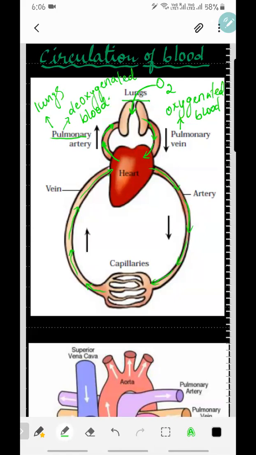Only the pulmonary vein in the whole body carries oxygenated blood. Everywhere else, an artery is primarily used for carrying oxygenated blood and a vein is primarily used for carrying deoxygenated blood. But here is one exception: the pulmonary artery takes blood from the heart to the lungs and carries deoxygenated blood, and the pulmonary vein brings the blood from the lungs to the heart. So that is the pulmonary vein.